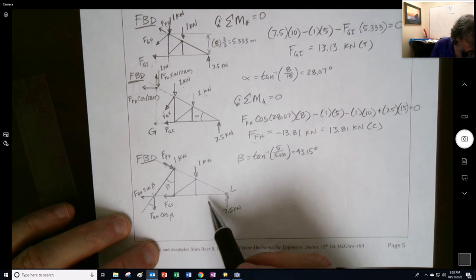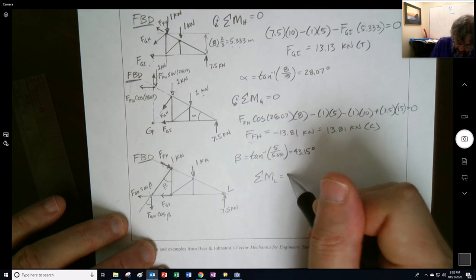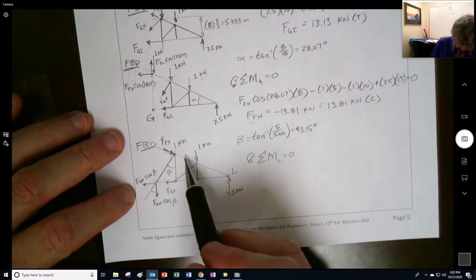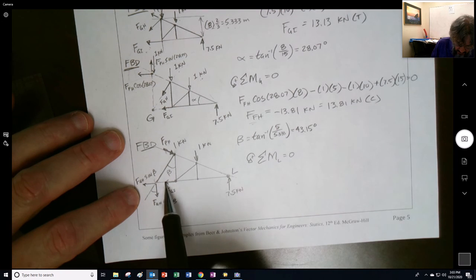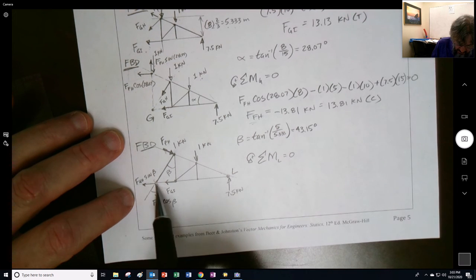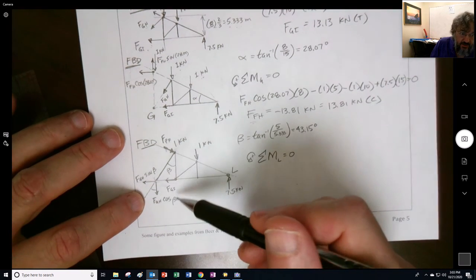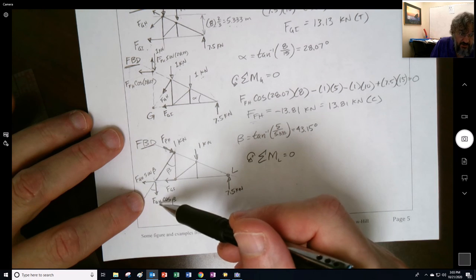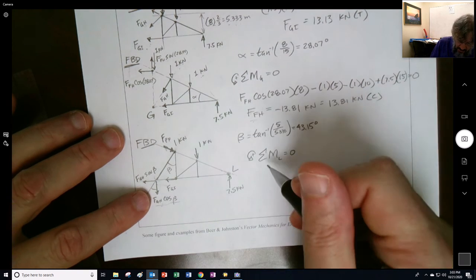I think I'm okay for all these other things. So I take the sum of the moments about L right here. What we notice is that this force passes through L, this passes through L, and this passes through L. So what we're really doing is isolating so that there's only one thing we don't know, in this case this component right here.